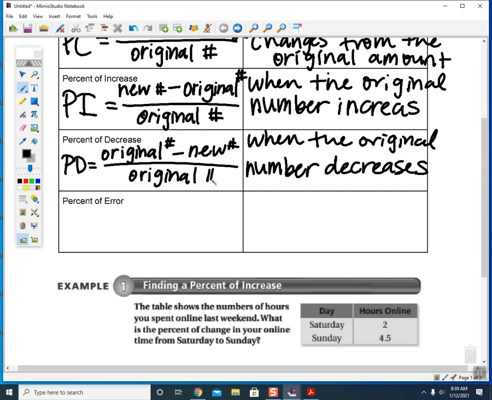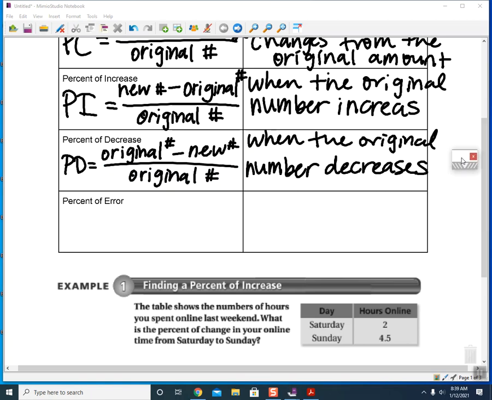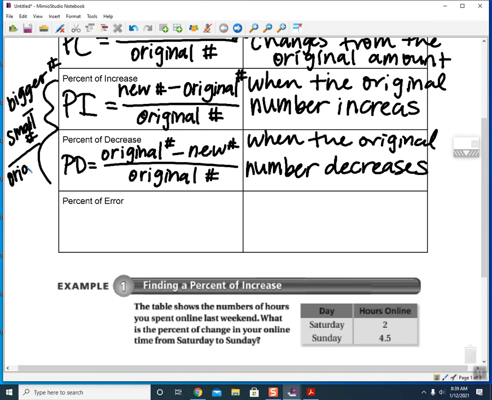Here's maybe another way of remembering what's happening here. In both of these, what I'm doing is I'm taking the bigger number minus the smaller number divided by the original, wherever you started. So in both cases, in both percent increase and percent decrease, you're taking the bigger number minus the smaller number and then dividing it by where you started.